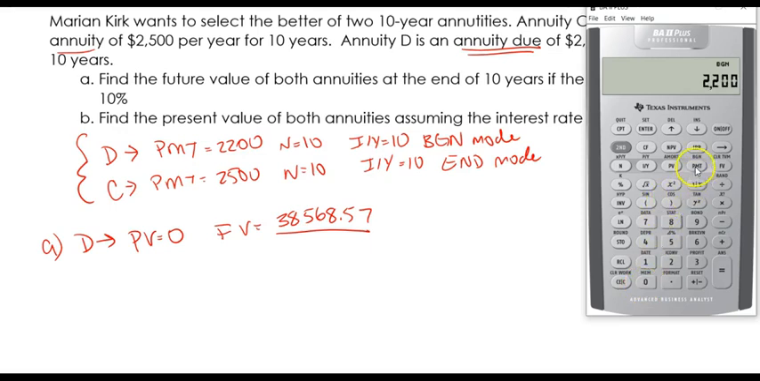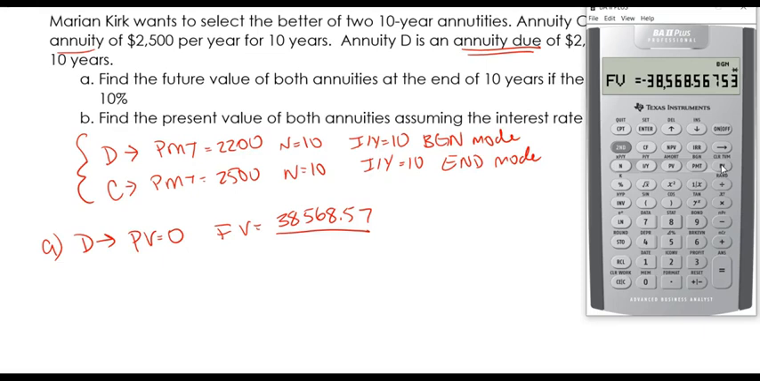$2,200 payment. Present value is 0. 10% for 10 years. Notice I didn't type the 10 twice because it was going to be the same. It takes whatever's on the screen. So if I push recall IY, it has a 10 in there. Push recall N, it also has a 10. So just checking. And I'm going to compute the future value, $38,568.57.